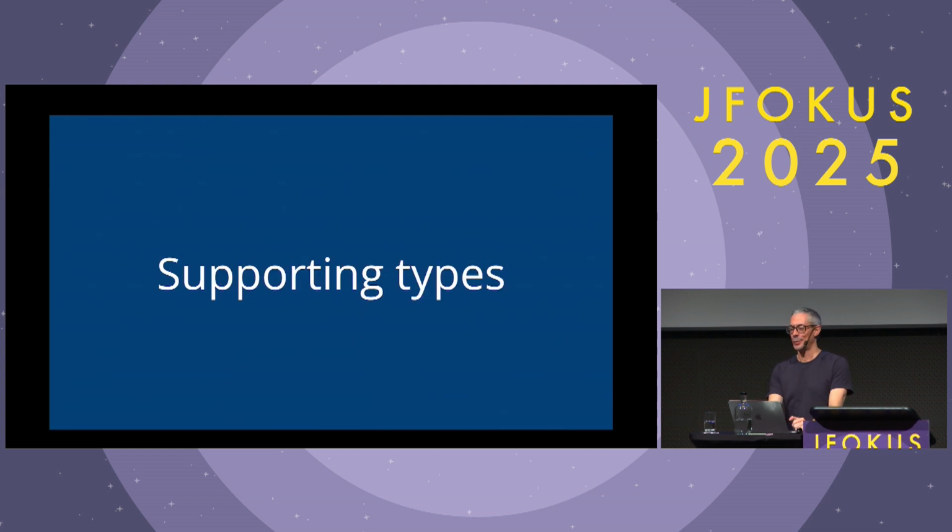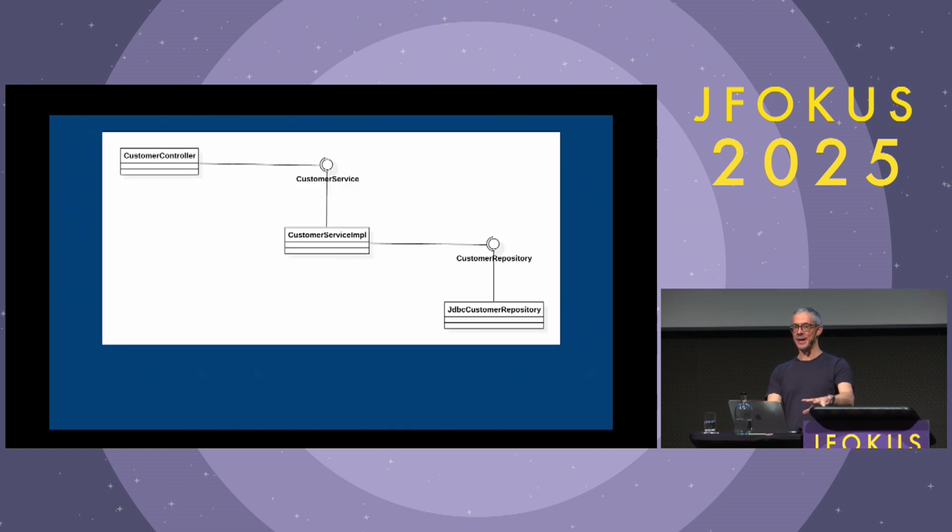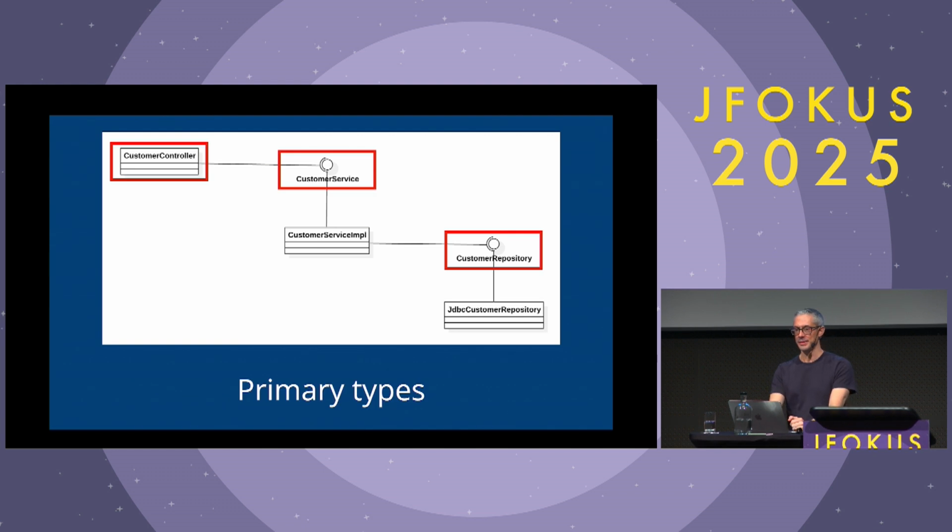Supporting types. What is this concept of a supporting type? Imagine we have a pretty standard layered architecture where we've got a controller layer, some sort of service layer and some type of repository layer. The primary types we want to identify here are these. So I want to identify the customer controller, the customer service, and the customer repository.